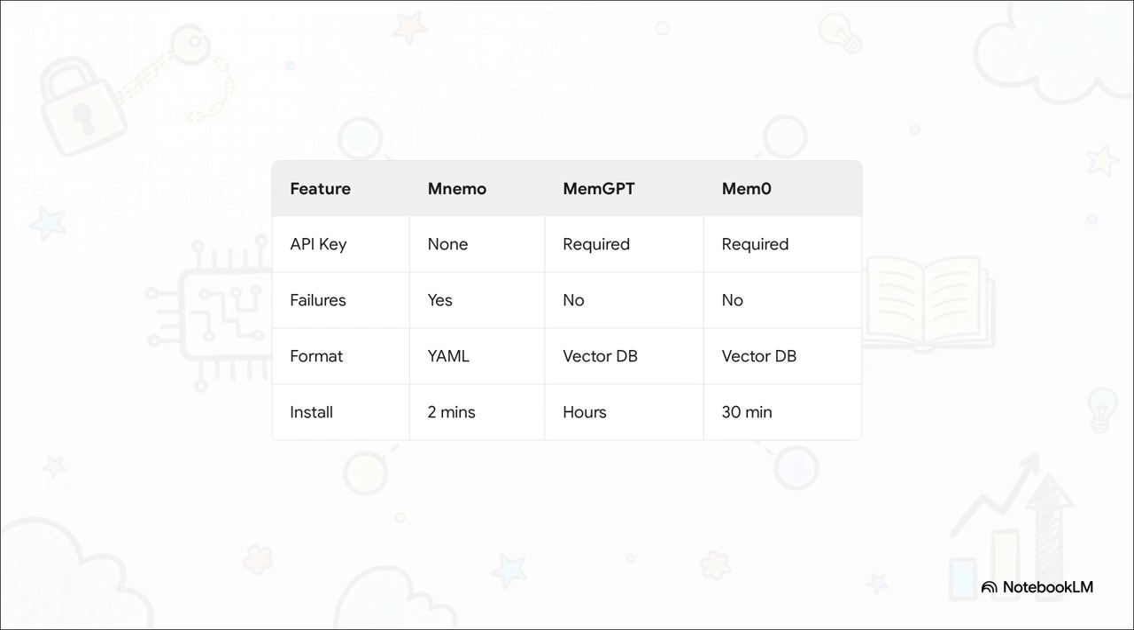Third, the format itself. Instead of locking your precious data away in some complex vector database, Mnemo uses a simple, human-readable YAML file. And finally, the installation complexity. Mnemo takes about 2 minutes to set up. Compare that to the 30 minutes to several hours you might spend wrestling with external servers for the alternatives. It's just leaner, faster, and highly targeted for Claude Code developers.